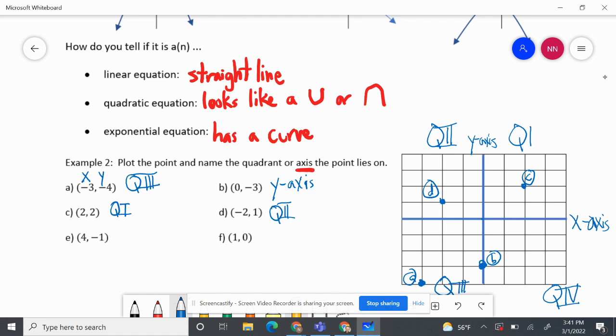4, -1. We go to the right 4. Remember, X is always first. We go down 1. And that would be quadrant 4. And then we have 1, 0. And that would be the x-axis.